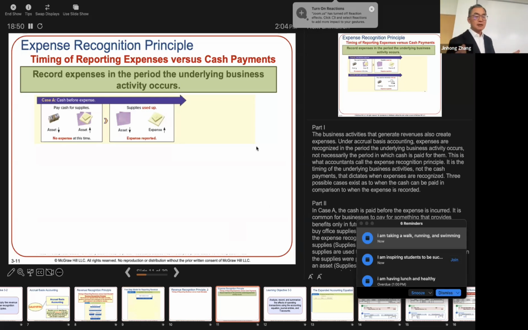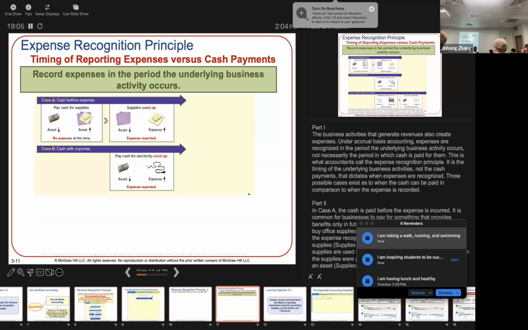And then supply is used up. When you use up supply, now you book expense. Okay, so you book increase expense and you reduce cash, right? And pay cash for electricity used up. So you basically book electricity expense, and then your cash reduces. All good? Good.